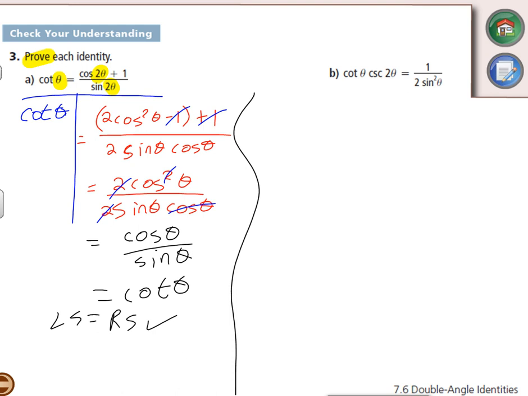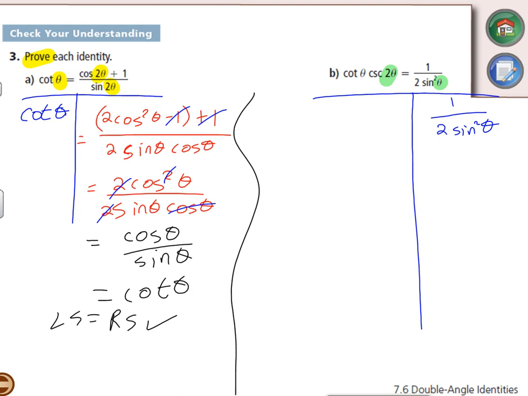Perfectly good. Let's work B now. I'm always going to start working the side that has the 2 theta when the other side doesn't. So I'm going to start working left side right now. And hopefully I can get it to equal the right side, or else I'm going to have to do some work on the right side as well.